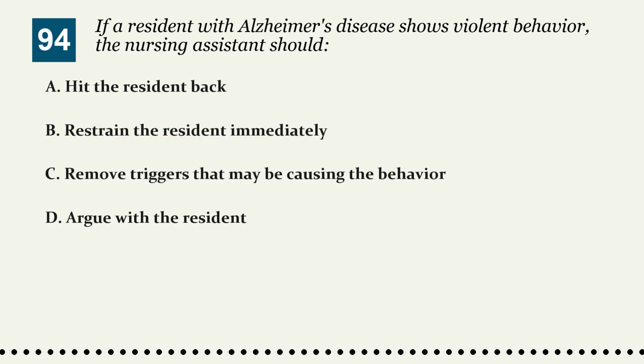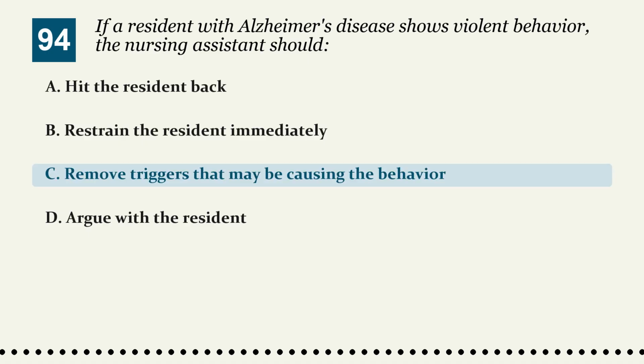Question 94. If a resident with Alzheimer's disease shows violent behavior, the nursing assistant should: Option A, hit the resident back. Option B, restrain the resident immediately. Option C, remove triggers that may be causing the behavior. Option D, argue with the resident.